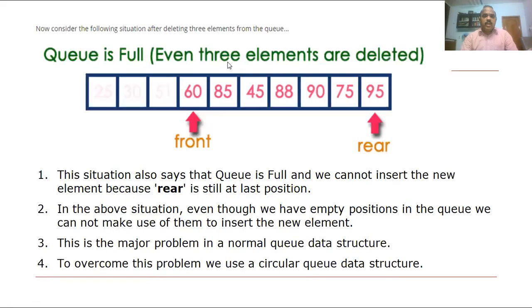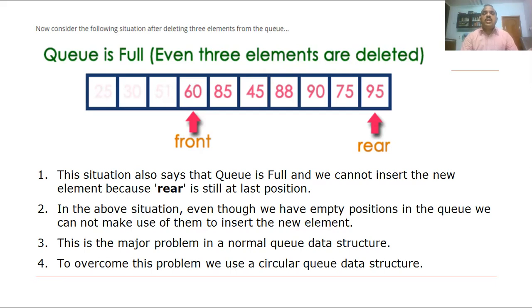Clear? In this example, I removed 3 elements from the front: first element, second element, third element. So 3 blocks are empty. But according to our queue operations, when rear reaches max size -1, the queue is full. Is it possible to insert an element in these blocks? No, according to the queue formula. But we want to overcome this problem.